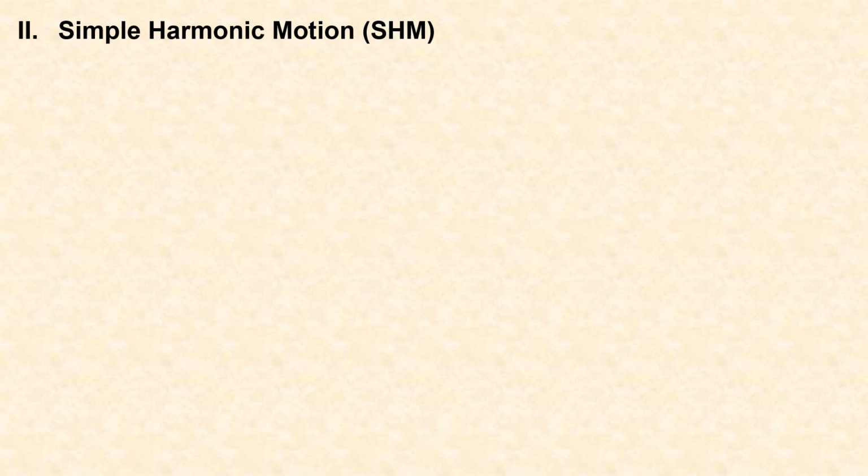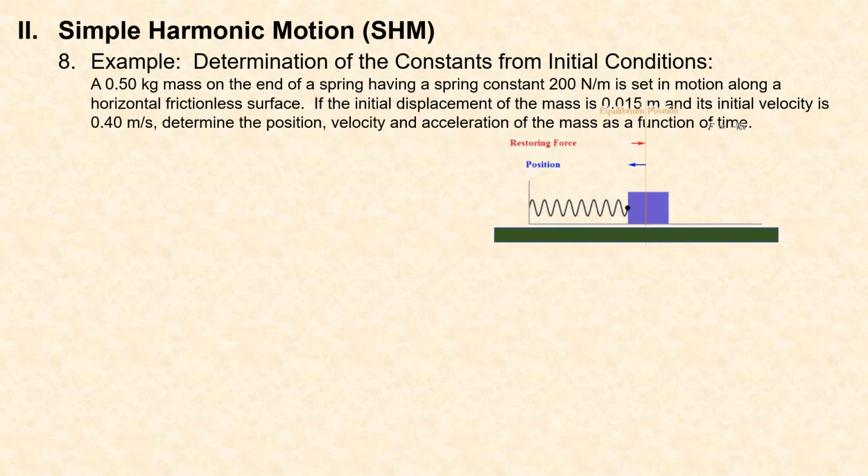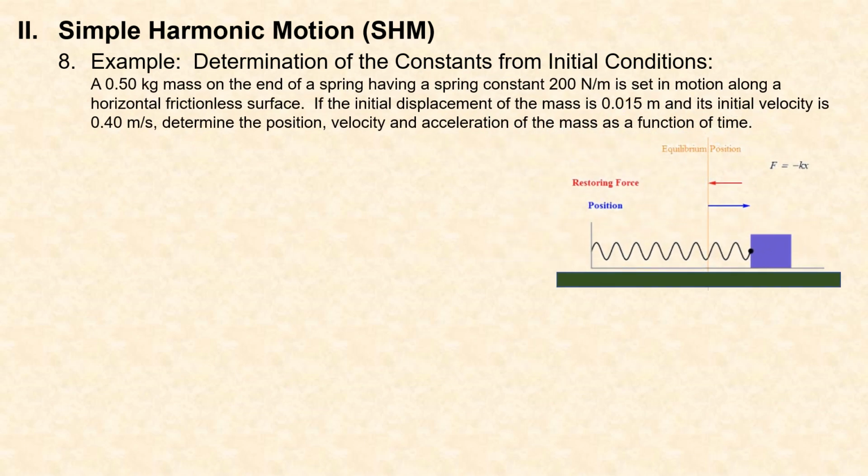All right, so let's take a look at an example problem and see how we can go about finding these constants A, omega, and phi. Because remember, describing the equation of motion, that is the position as a function of time, means we need to find the values of these three constants, A, omega, and phi. So here's the problem we'll take a look at. We're told that a 0.5 kilogram mass on the end of a spring having a spring constant of 200 newtons per meter is set in motion along a horizontal frictionless surface.